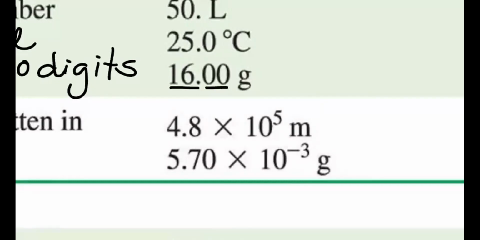So we're not looking specifically at what is right before it. It's if they are after non-zero digits. Yep, after non-zero digits, right? So that's why they're both significant. Thank you. No problem.